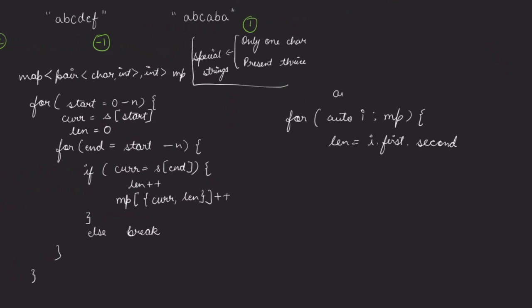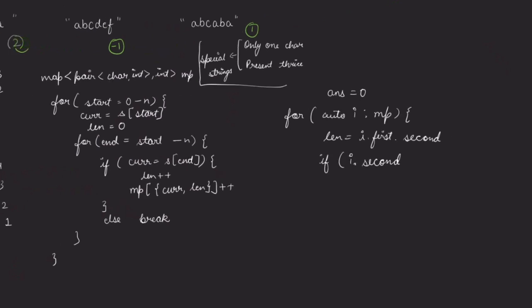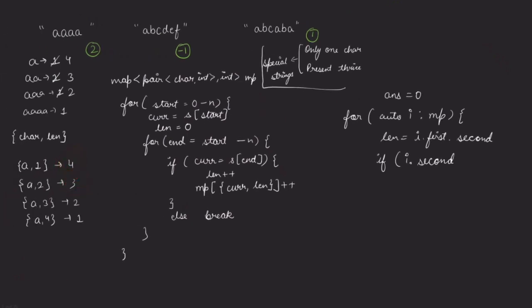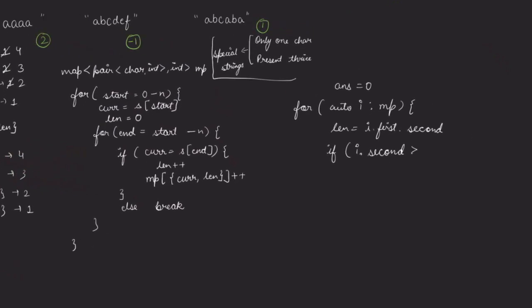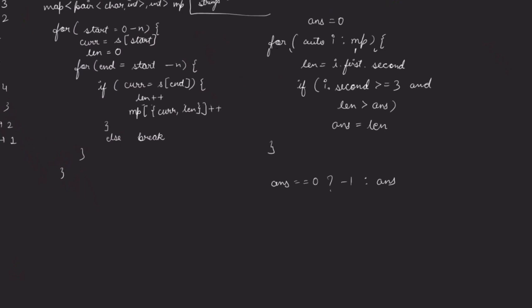So you will also have to maintain an answer variable which will be 0 initially, right? And then you can check that if i.second, meaning the count that we are storing, is greater than or equal to 3 and the length is greater than answer, right? Because we need to find out the longest substring. So if this is the case, then answer will become equal to the length. Now in the end, you can check that if answer is 0, then return -1, otherwise return answer itself, right?